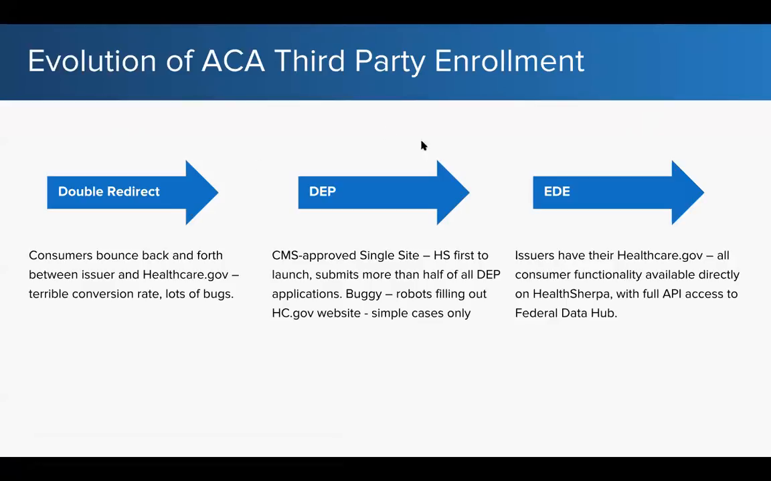Then after that, we had the direct enrollment proxy, which meant that some applications could be completed on HealthSherpa, but a lot of them still had to go through healthcare.gov. This year, we will have EDE, or Enhanced Direct Enrollment, which means about 95% of your applications will go directly through HealthSherpa, and you'll also have a lot more post-enrollment functionality, which I'll show you in just a minute. And this is because we have full API access to the Federal Data Hub. So basically the back end of healthcare.gov, we have a direct line of communication to.